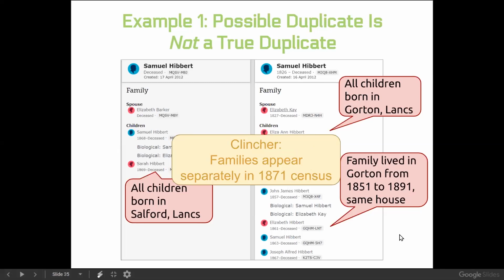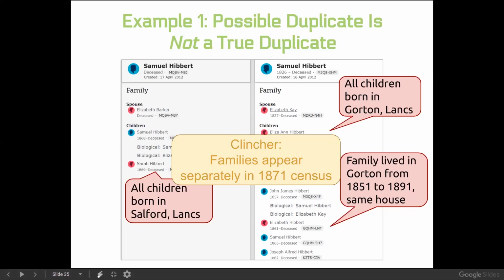But if we look in the census, we find the clincher, and that is that both families appear separately in the 1871 census. So that was absolute proof that for these two people, we want to mark them not a match. These Samuel Hibberts are absolutely not the same person, even though FamilySearch suggested them as a possible duplicate.